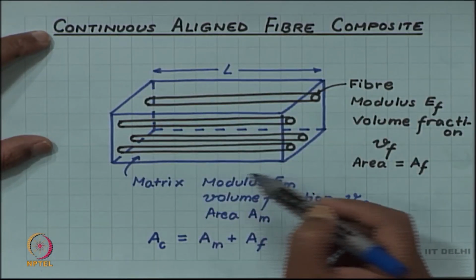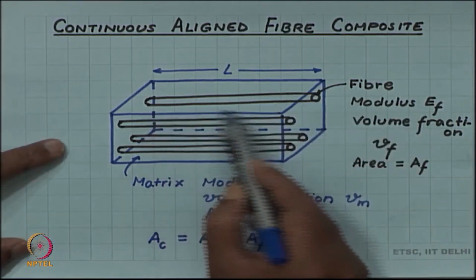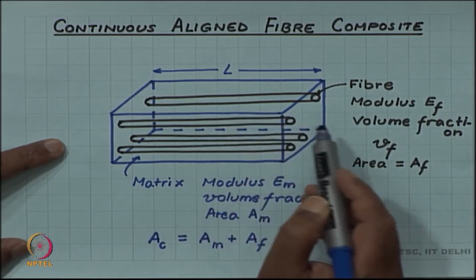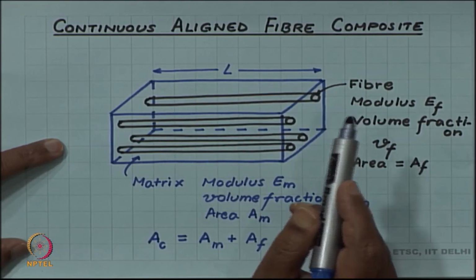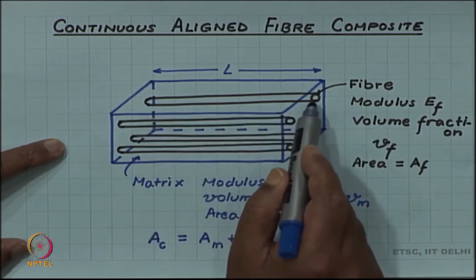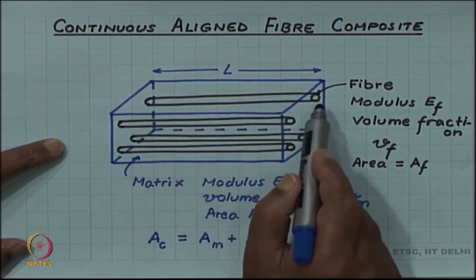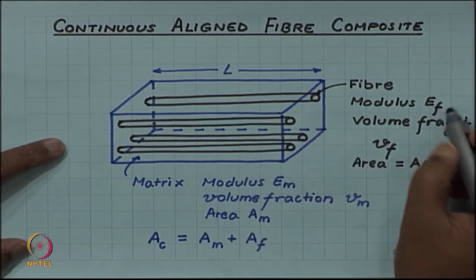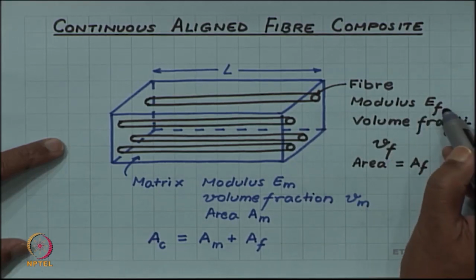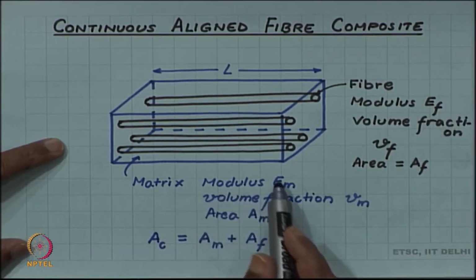In this sketch I have shown a continuously aligned glass fiber composite. The polymer is shown as a block of length L and the fibers are also of length L, running from the left end of the composite to the right end. These fibers are the reinforcing phase. They have a different modulus, the modulus is EF, whereas the modulus of the matrix is EM.